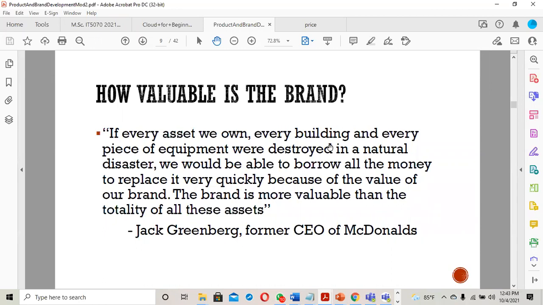If every asset we own, every building and every piece of equipment were destroyed in a natural disaster, we would be able to borrow all the money to replace it very quickly because of the value of our brand. So even if all of the buildings are destroyed, a bank will not hesitate to lend money to a company that has a strong brand. So they can start over from the very beginning. Okay, the brand is more valuable than the totality of all these assets.